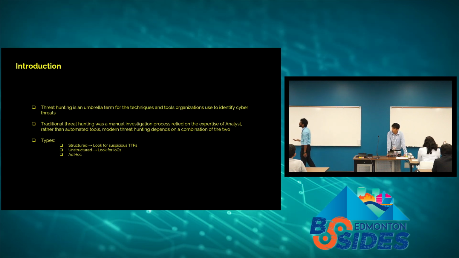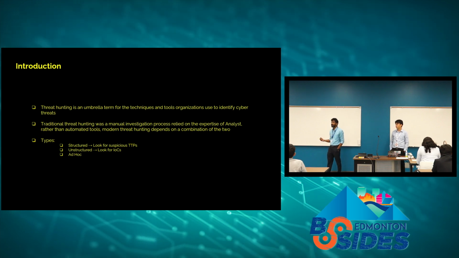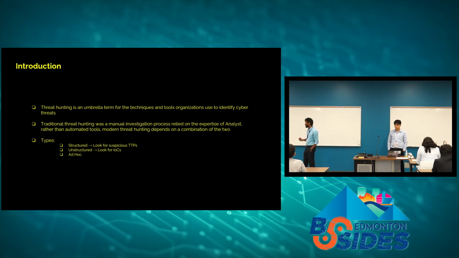If I have to classify threat hunting into types, then I'm going to classify them into three types: structured, unstructured, and ad hoc. Structured is all about looking for specific TTPs. When I say TTPs, that means techniques, tactics, and procedures. I'm going to look for specific things that are out there in the environment. I'm going to look for specific threats. I know what I'm looking for and I'm hunting for those threats.